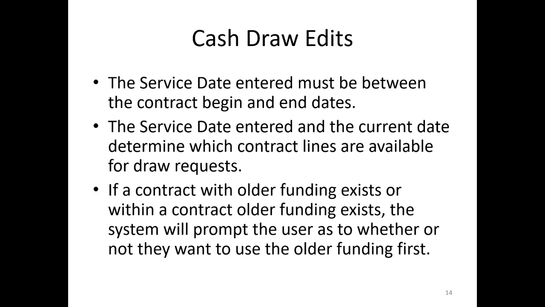And what the system will do as well is that if you initiate a draw request and there is older funding that exists that could be used for the same purpose, the system will alert you to that fact to kind of promote basically FIFOing and using older funding first, but it will not stop the transaction. It will just let you make sure that you're aware that older funding may exist in cases where you may have multiple contracts and things.